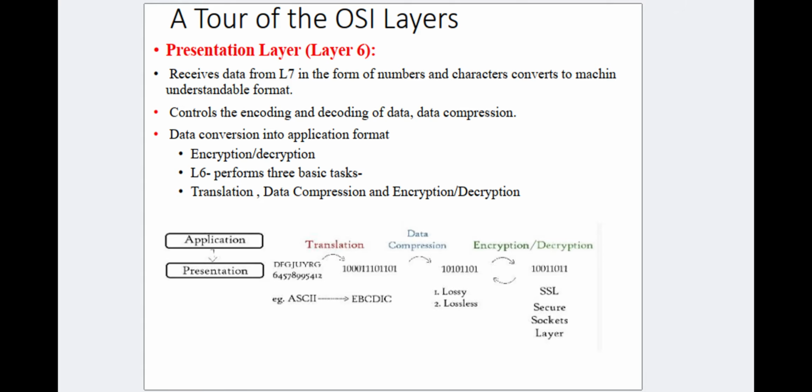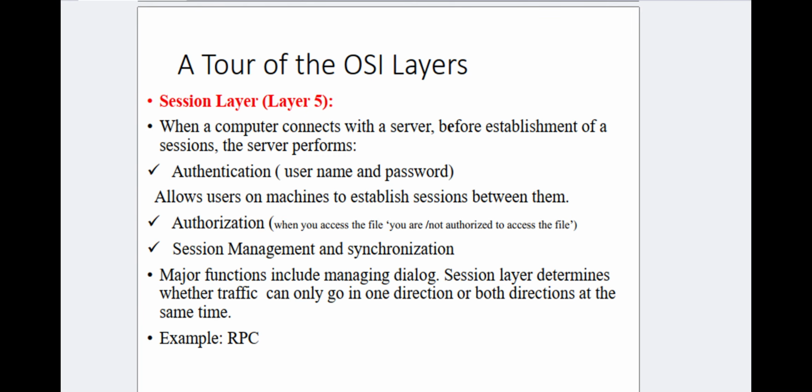Presentation layer. Layer 6 receives data from Layer 7 in the form of numbers and characters, and converts it to a machine understandable format. It controls the encoding and decoding of data, data compression, data conversion into application format, and encryption/decryption. Layer 6 performs 3 basic tasks: translation, data compression, and encryption/decryption. A tour of the OSI layers.